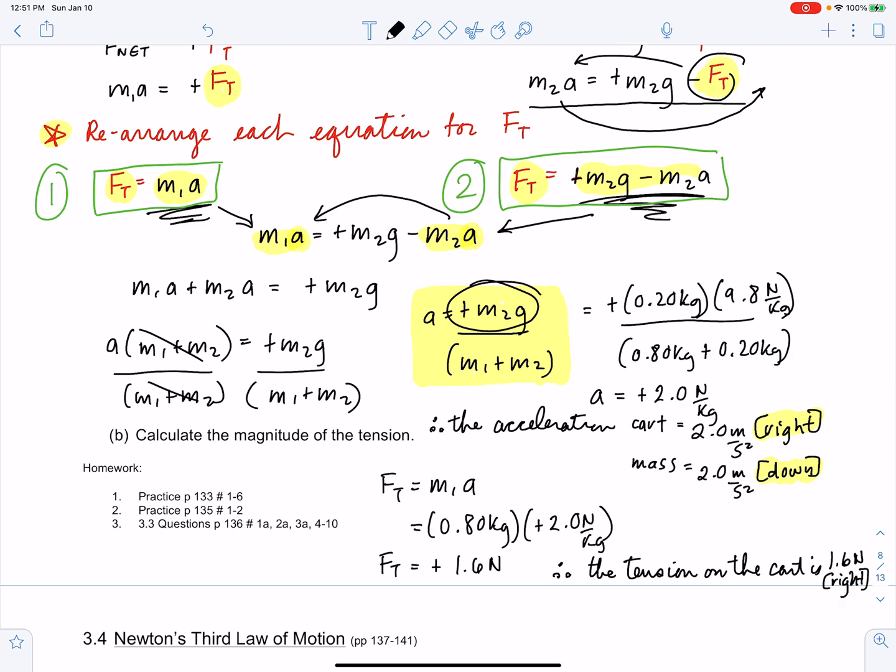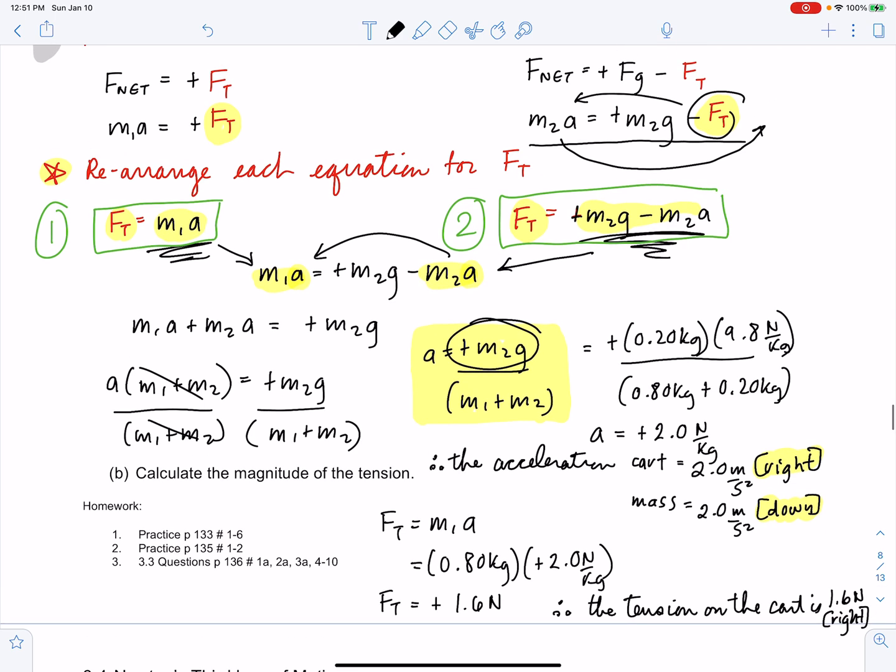If you did this for the hanging mass, you would notice that the direction of the tension on the hanging mass is in the upward direction because tension is pulling up on the mass.